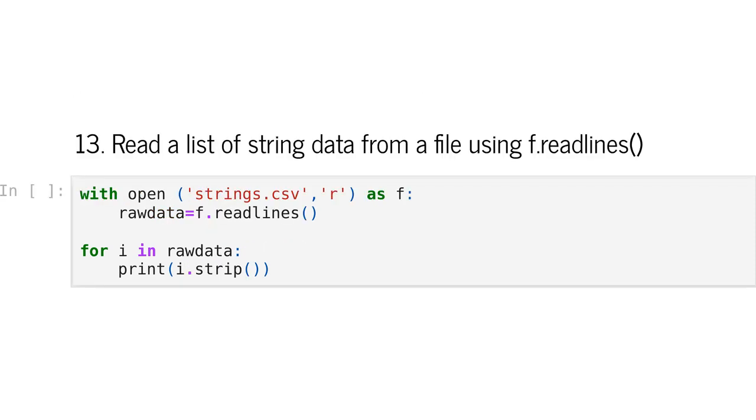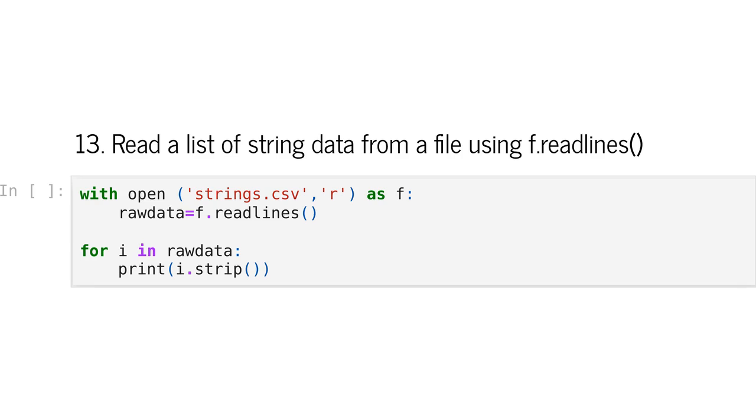Having written a list of strings to the file strings.csv, we can now see how to read it back using f.readlines(). The code uses a with open statement to open strings.csv in read mode r. This is a good practice as it ensures the file is automatically closed. The command raw_data = f.readlines() reads all lines from the file into a list of strings called raw_data. Then, a for loop iterates through each string i in this raw_data list.